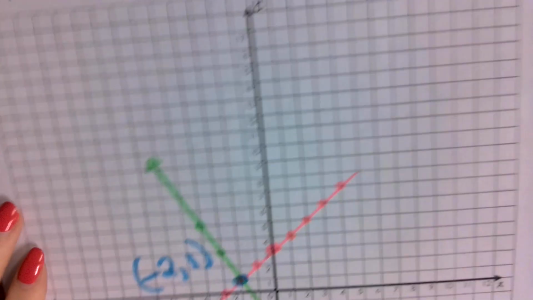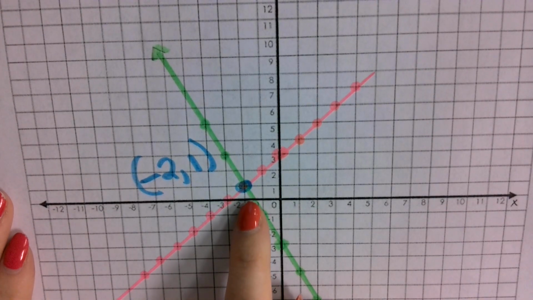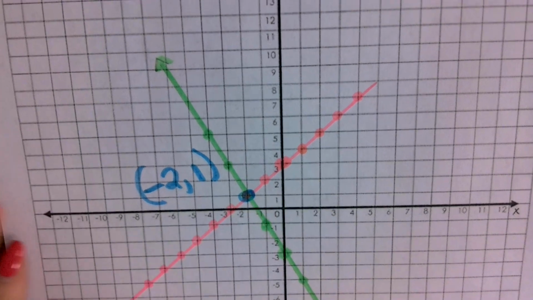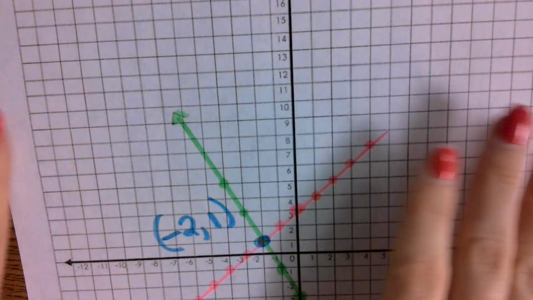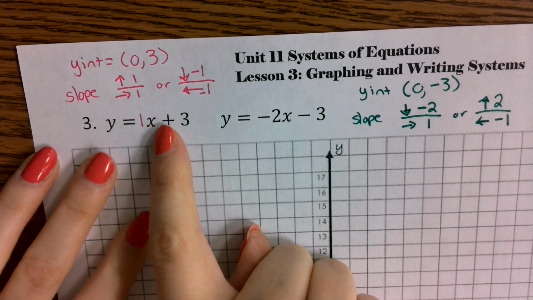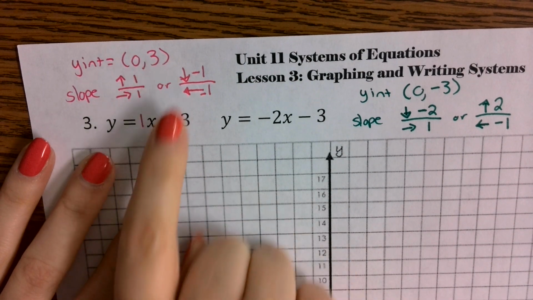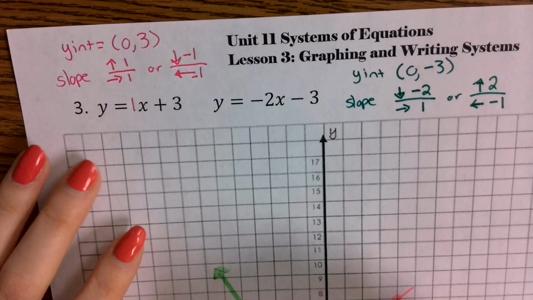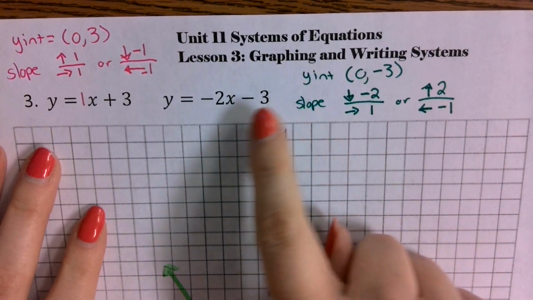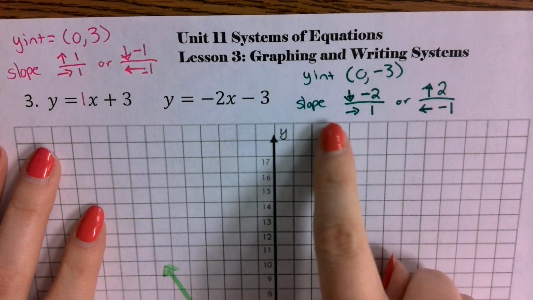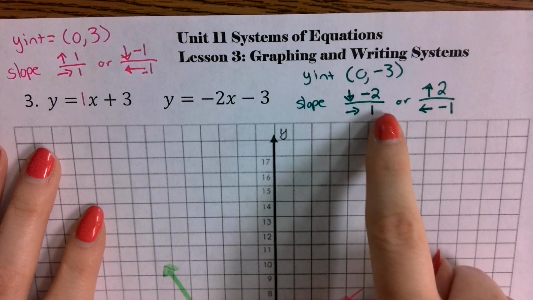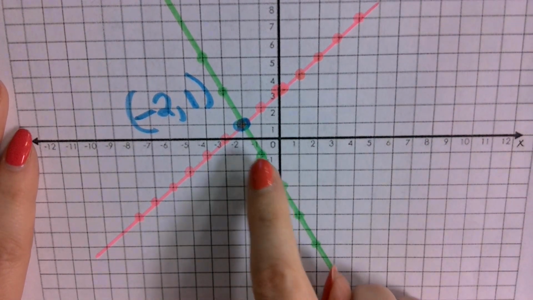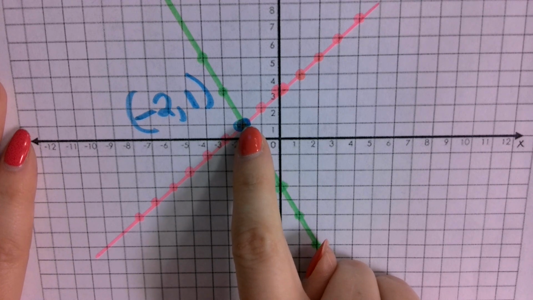Okay, real quickly. For problem number 3, your solution should have been (-2, 1), because if we look at our first equation, our y-intercept is at (0, 3), and our slope is +1 over 1, or -1 over -1. Then for the second graph, our y-intercept is at -3, and we are either going to go down 2 to the right 1 or up 2 to the left 1. When we graph them accordingly, we find that they intersect at the point (-2, 1).